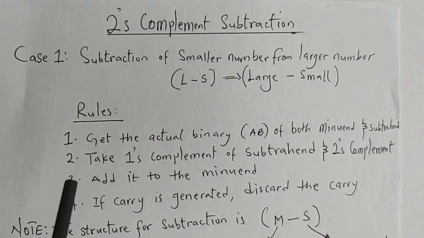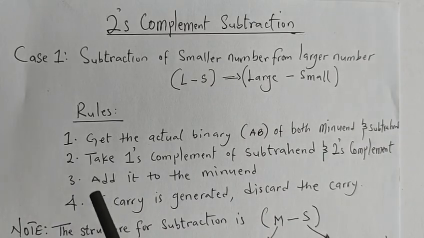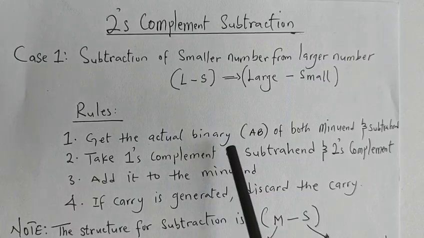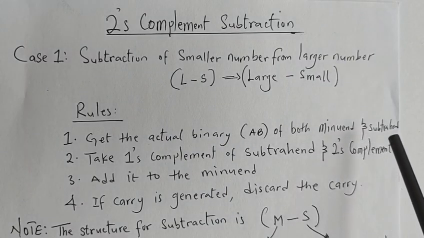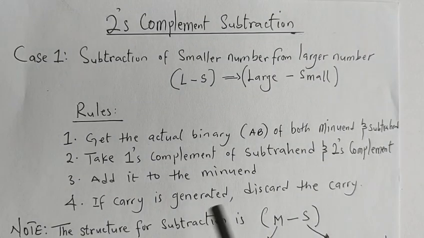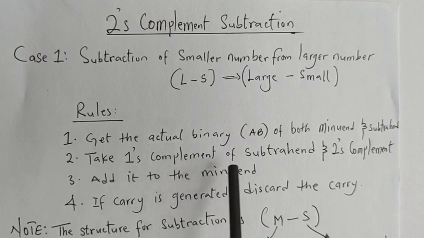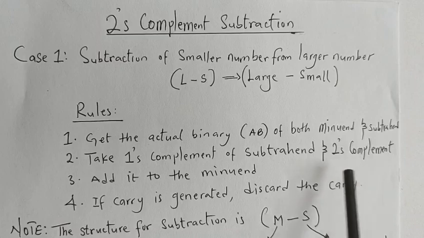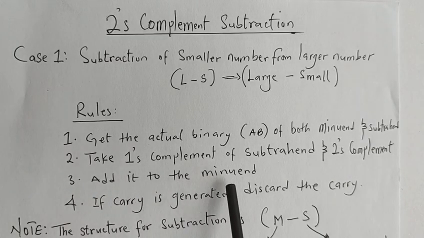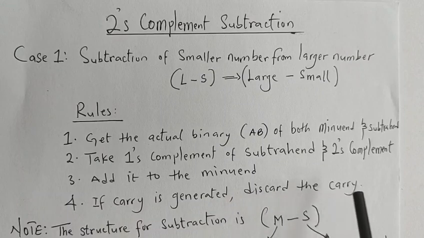Now let's go through the rules. The first rule says we need to get the actual binary, which I'm going to abbreviate with AB, of both the minuend and the subtrahend. The second rule says take the 1's complement of the subtrahend and then the 2's complement as well. The third rule says add it to the minuend. The fourth rule says if carry is generated, discard the carry.